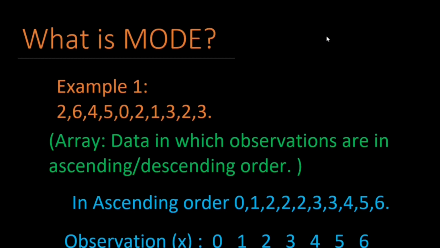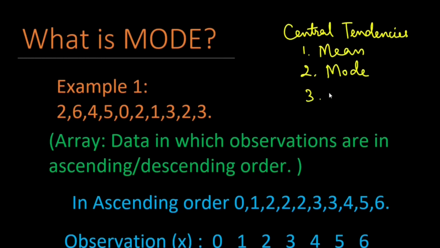Hello dear students. In this video, we'll see what is mode. We know we have three different central tendencies: mean, mode and median. Now we'll see what is mode. Mode is the most occurring value, the most occurring observation.